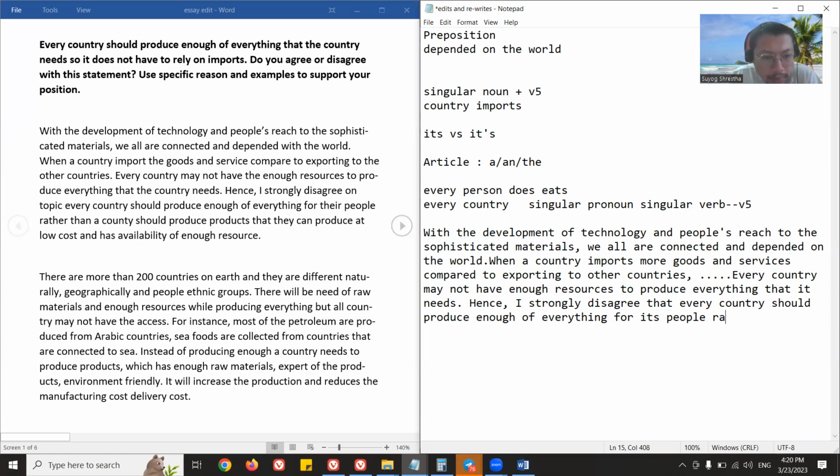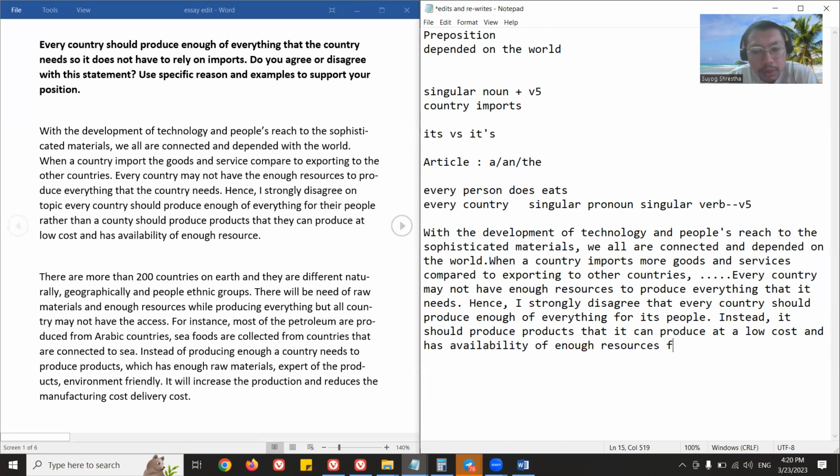And then, instead, it should produce products that it can produce at a low cost. Low cost, it can produce at a low cost and has availability of enough resources for. I added "for" here, so this is another preposition error.